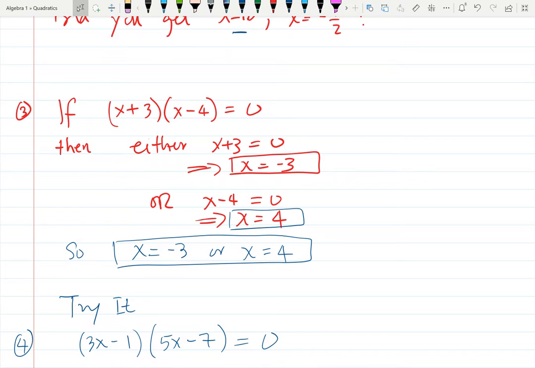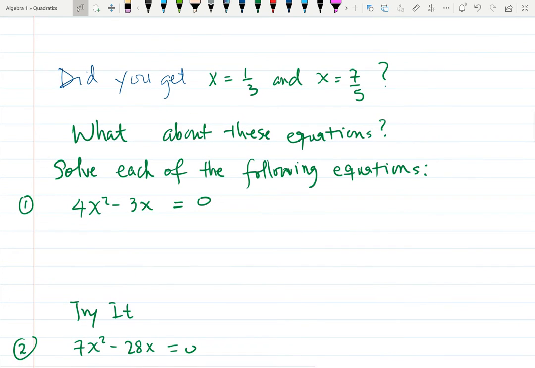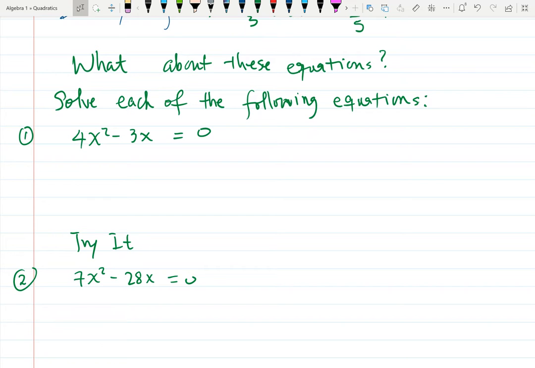What about if we have x plus 3 times x minus 4? Then it's the same thing. Either x plus 3 equals 0, which means x equals negative 3, or x minus 4 equals 0, means x equals 4. All right. So, can you try these?